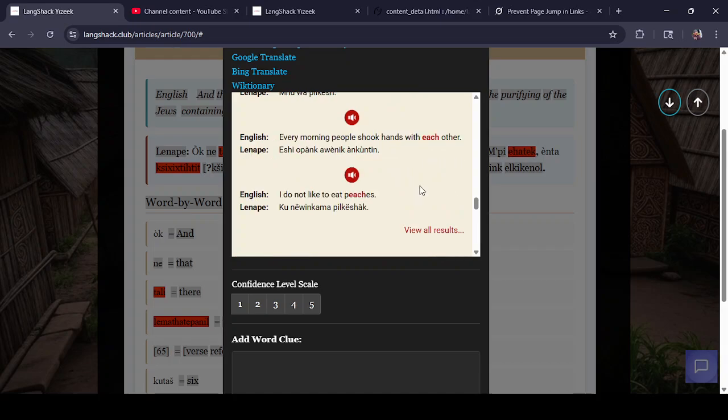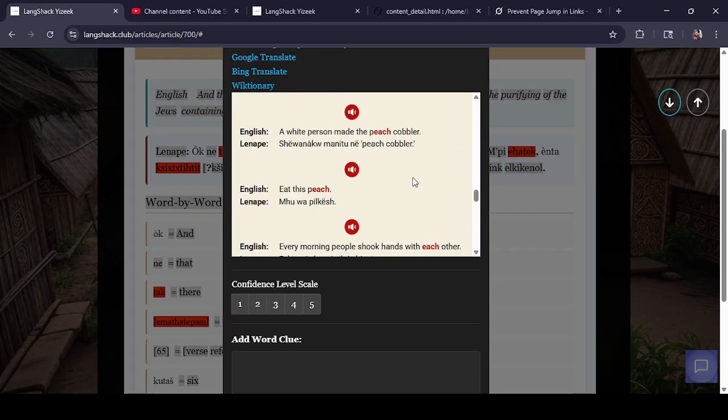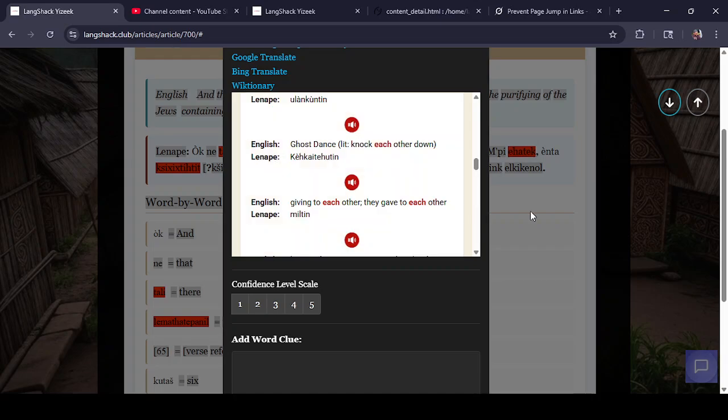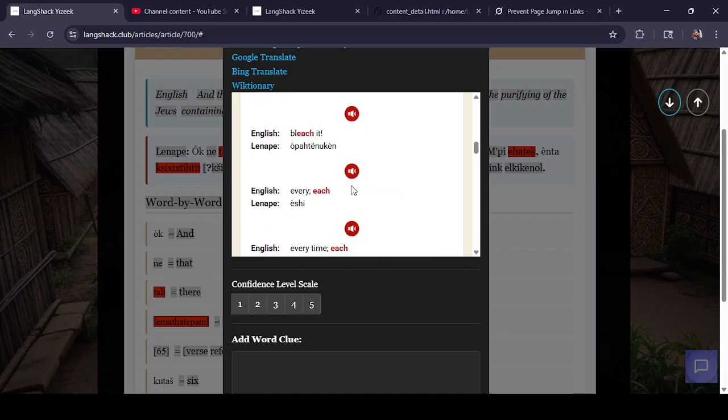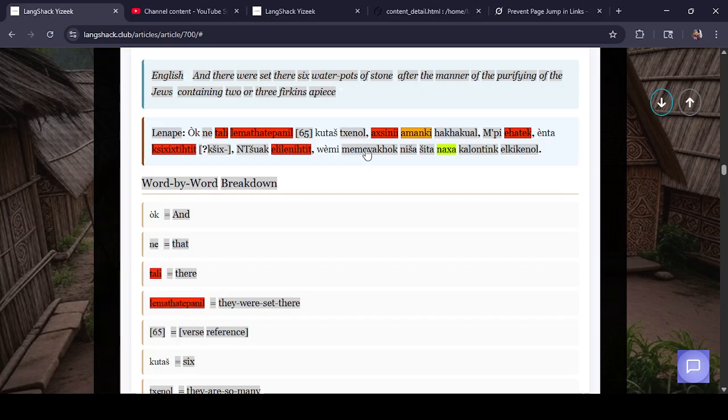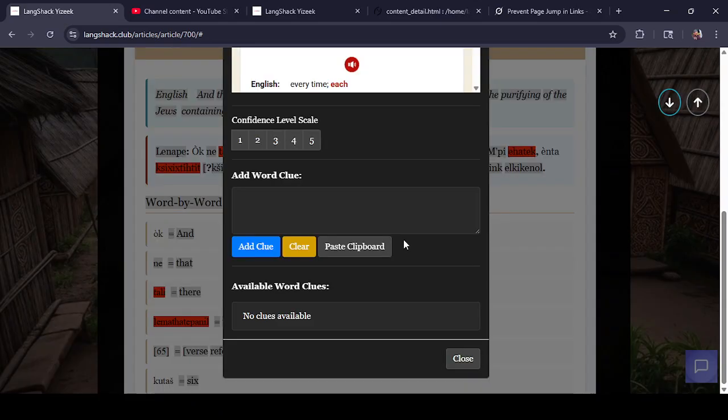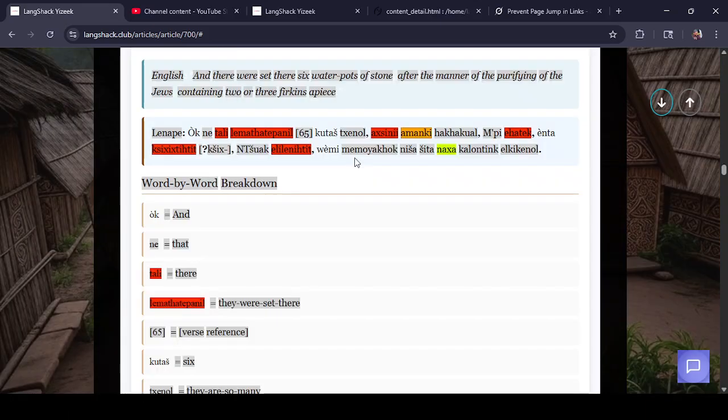So yeah, as you can see, this word does not exist. Each of them, it doesn't exist. So you'd have to say like entry neck, or something like that, or eshi neck. Each one of them, because Ellie neck means both of them. Memoyakok. Nisha is 2.